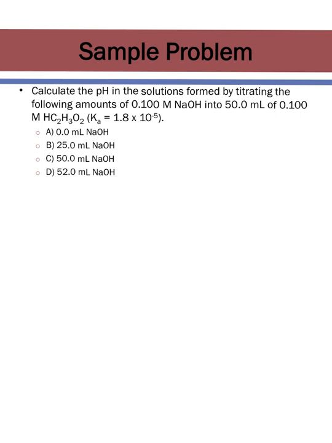With no base added, this would just be our initial pH, and we know how to do that. So we have the Ka of the acid, we have the concentration of the acid, we do an ICE chart, we solve for H+, and then find pH. So that we know how to do.